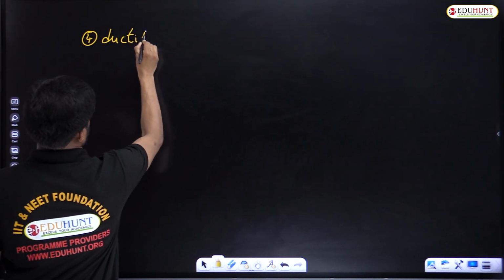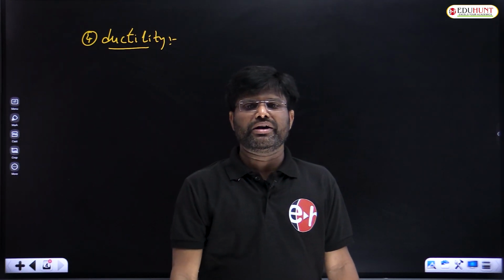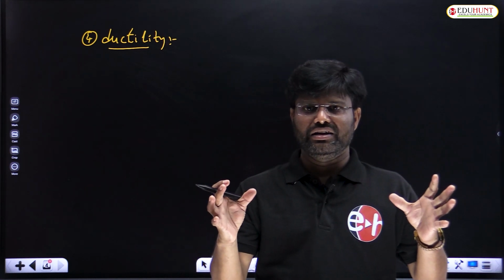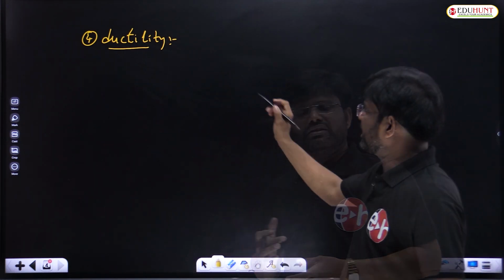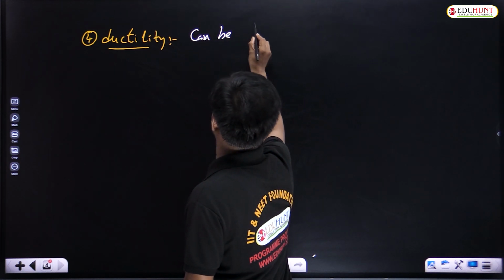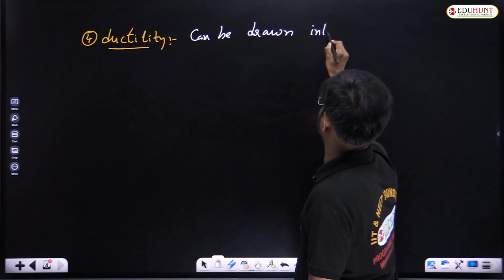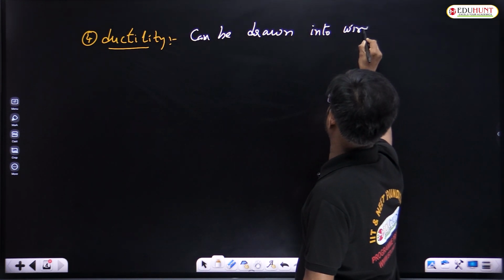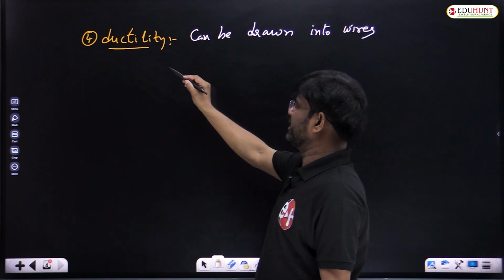Ductility means the property of a metal in which the metal can be drawn into wires. So if you take the metal, it can be converted into wires. That is called ductility. You know very well about ductility.